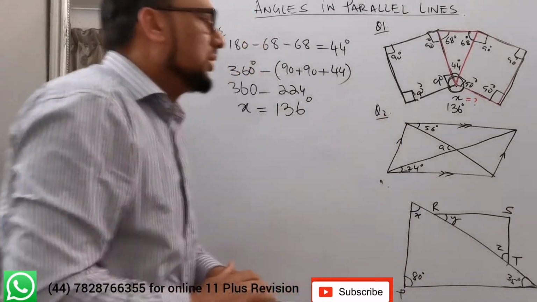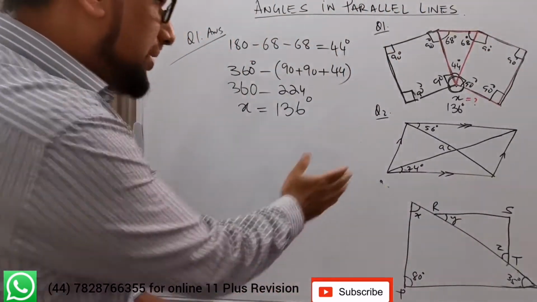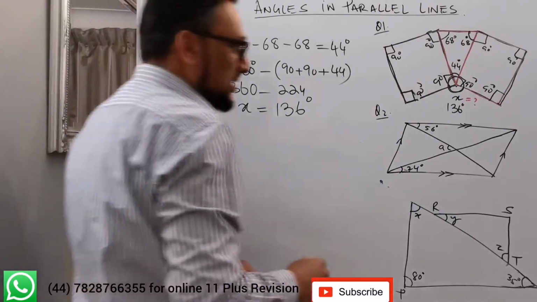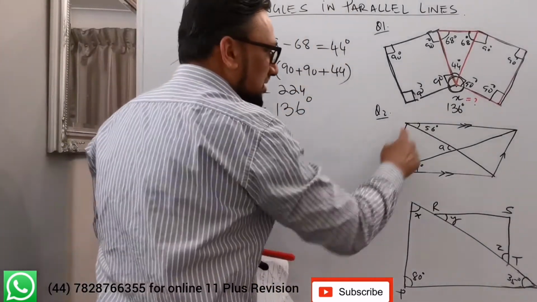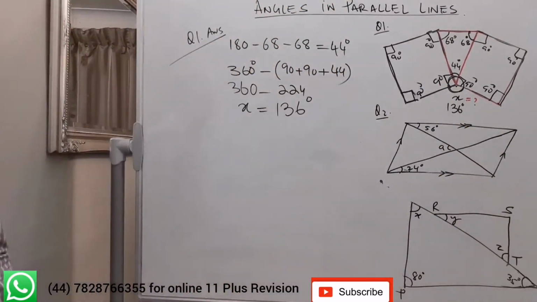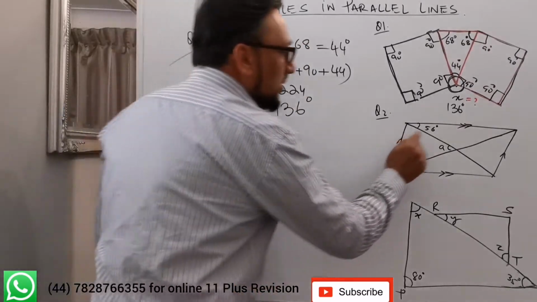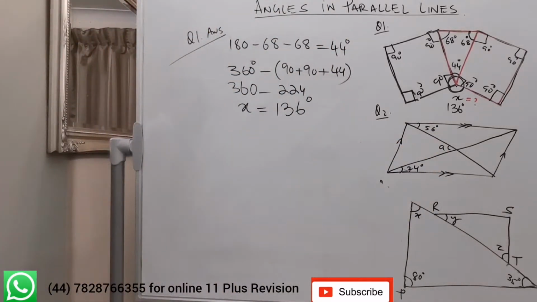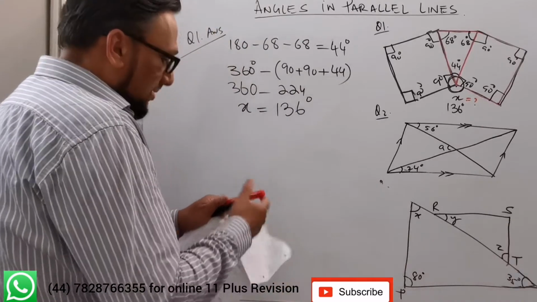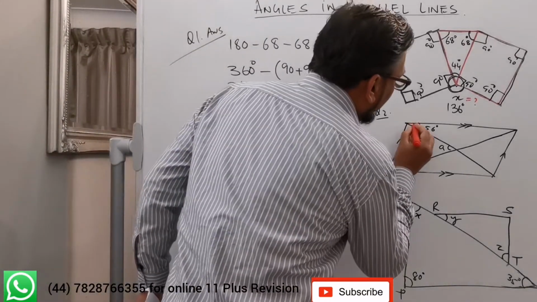Now move on to question number two. As I discussed about the angles in parallel lines, look at this parallelogram. This is the parallel lines, and this is the parallel lines, and the opposite side is also parallel lines. We know this angle is 24 degrees, and we know this one is 56 degrees. So the alternate angles make the shape of Z. Look at this one, and think about it.